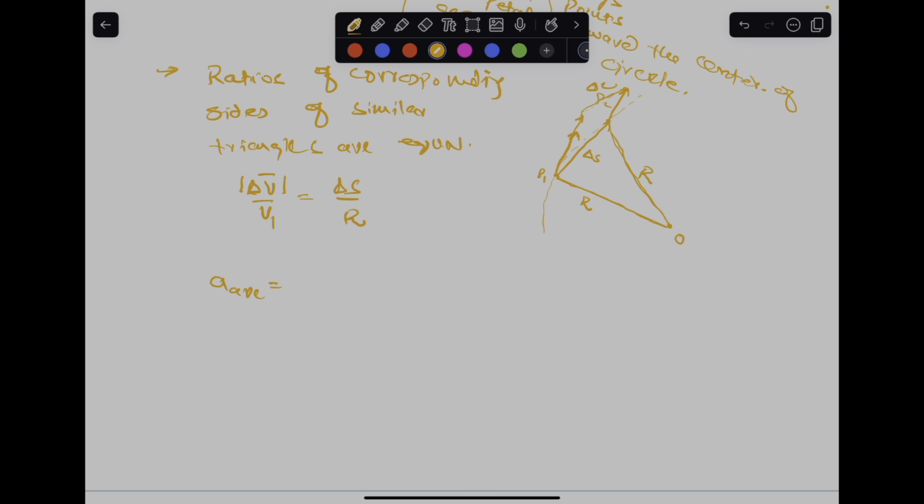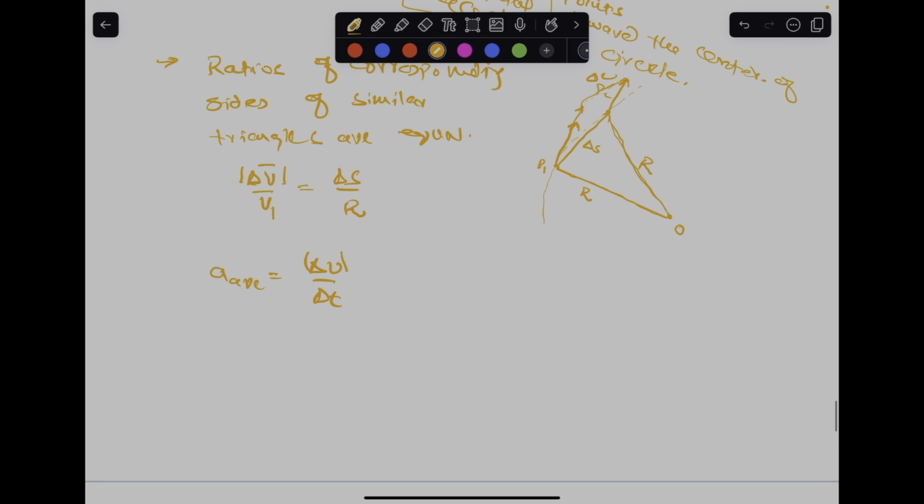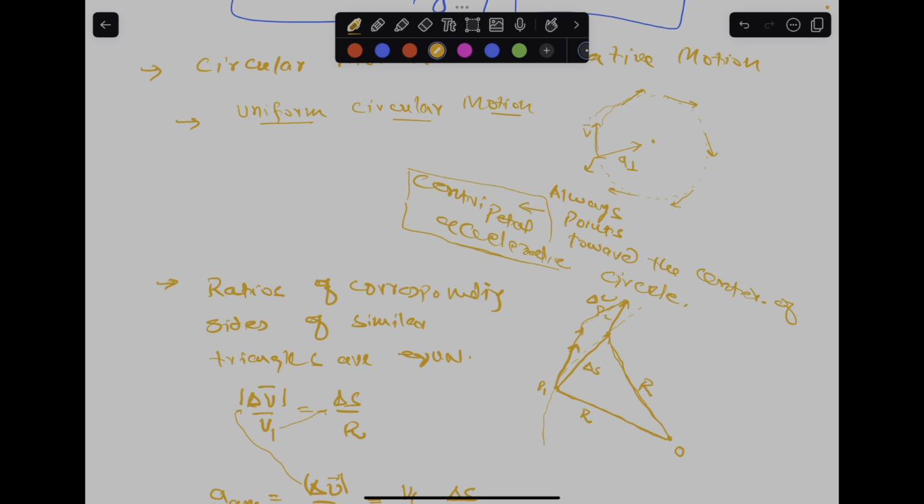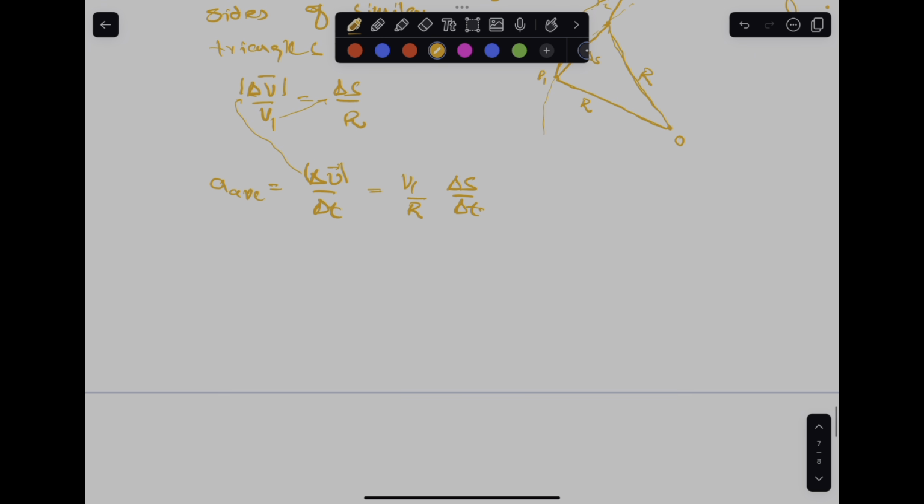Average acceleration is nothing but the change in velocity divided by time, and we take the magnitude. So we can substitute delta V vector from here. So we get V1 over R. We will take this V1 over here, V1 over R del S by del T. So we define this acceleration as instantaneous acceleration.